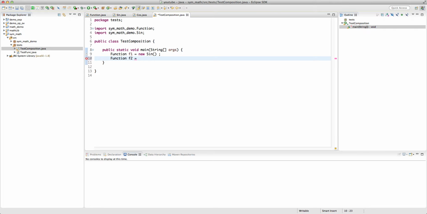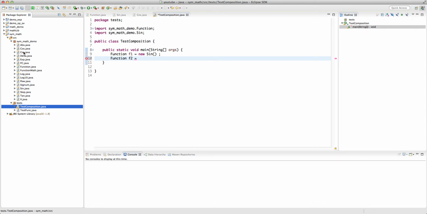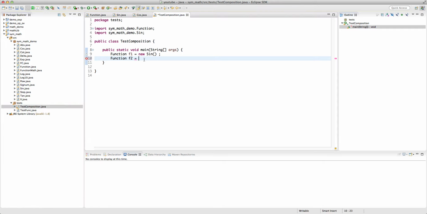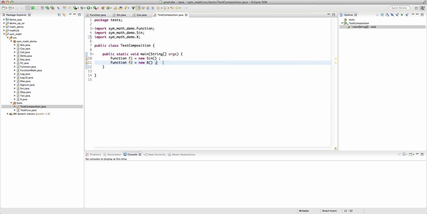maybe, let me see, what else did we implement? Sine, cosine, ABS, x, new, let's say new x. Okay, and we have to also import x. And then, right now we can also write this new sine new x.